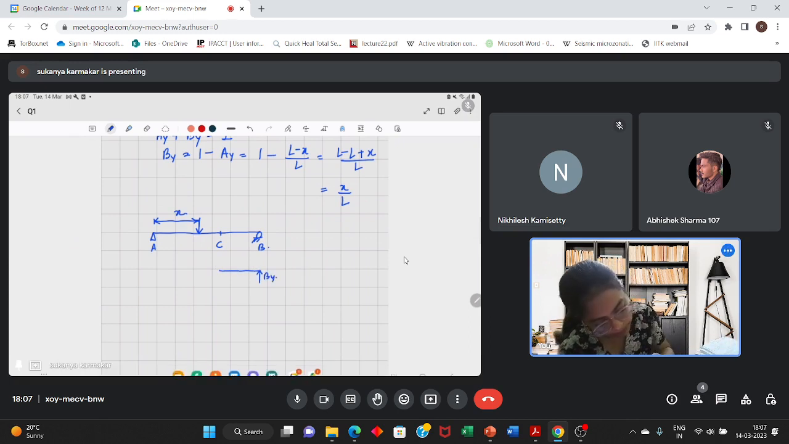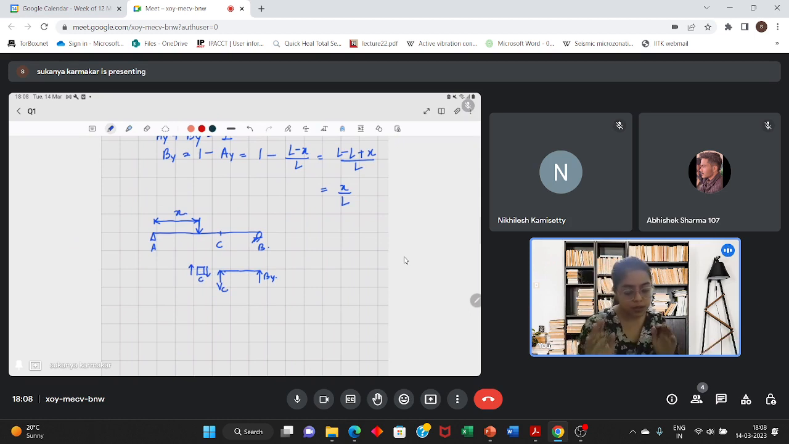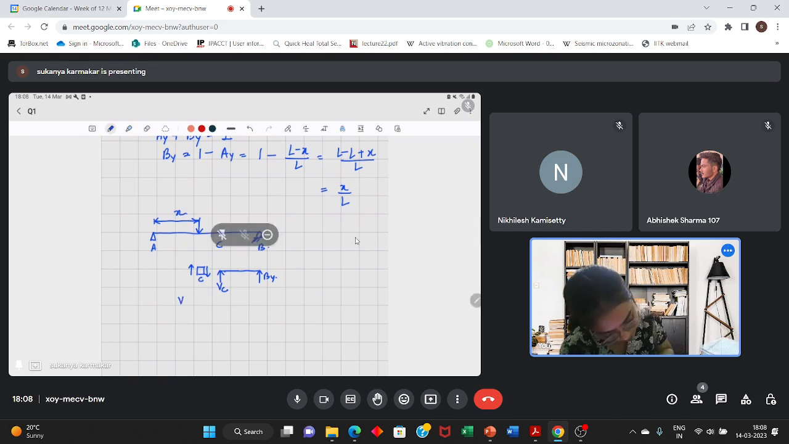And see, if you take an element at C, here according to us, this is the sign convention of positive shear. So with that sign convention, VC will be in this direction. This is positive VC with this sign convention. So here VC is equal to minus BY.